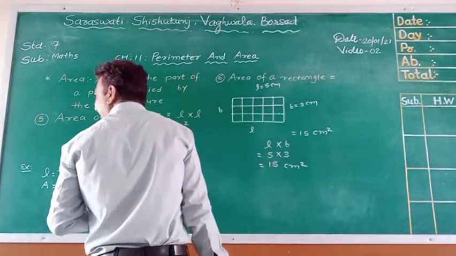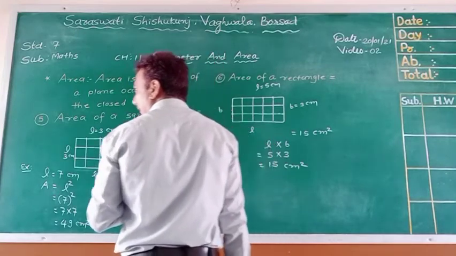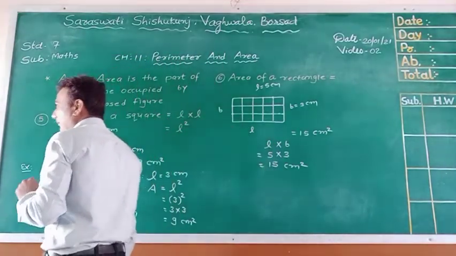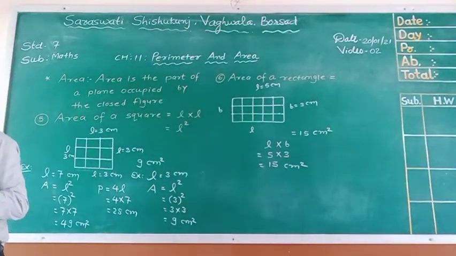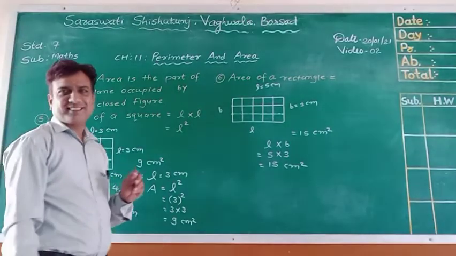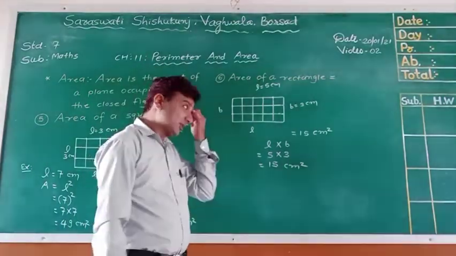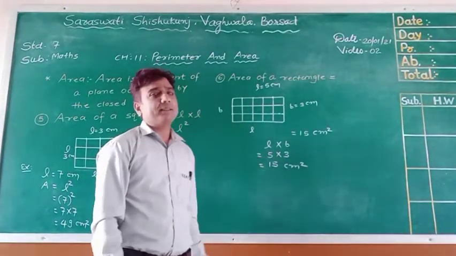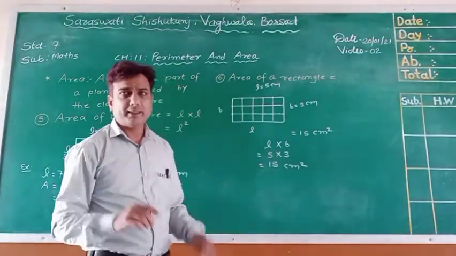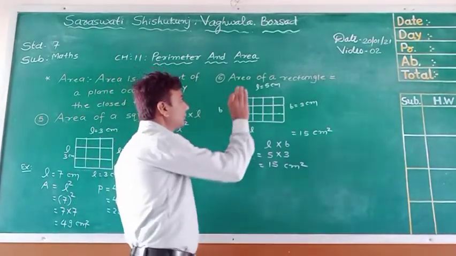Is it clear? Then this is 15 centimeter square. Okay, 5 threes are 15 centimeter square. So very easy, beta. Now, so simple.